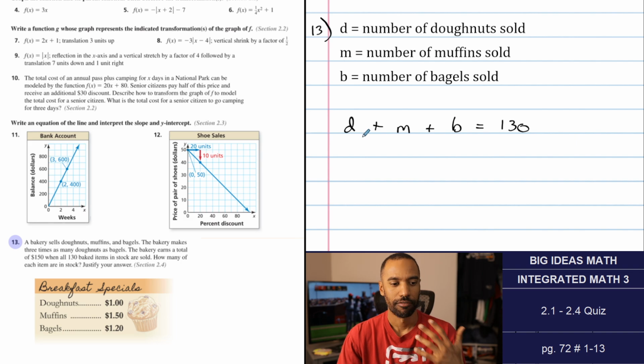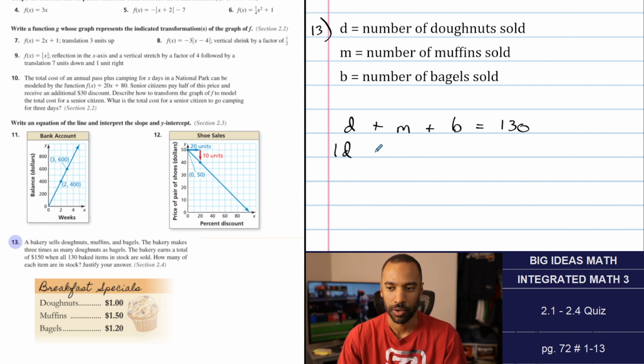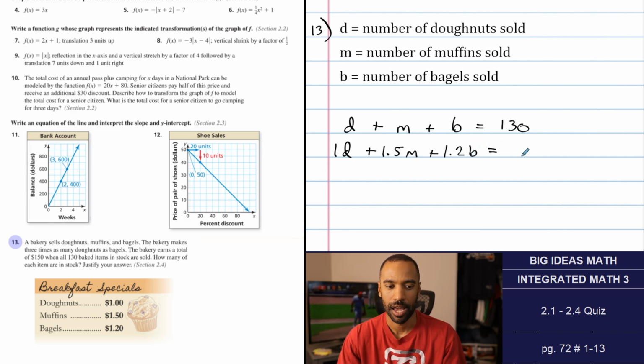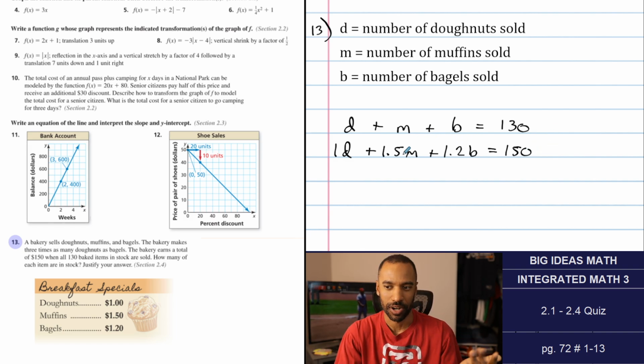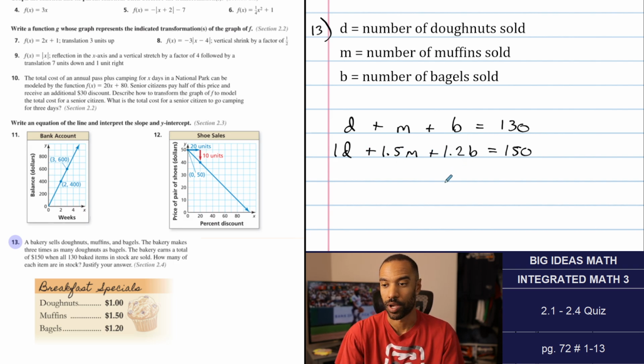The price for all of these, or when they earn a total of $150 here, comes from the cost per donut. There's $1 per donut times the number of donuts, plus $1.50 per muffin times the number of muffins. Hopefully you understand why I don't need the extra 0. Plus $1.20 per bagel times the number of bagels. And total, we get $150. Doesn't really seem like much increase, but when you consider nothing's $2 or more, I guess it kind of makes sense. They probably sold a lot of donuts as well.